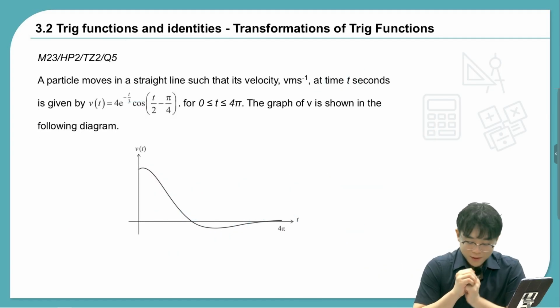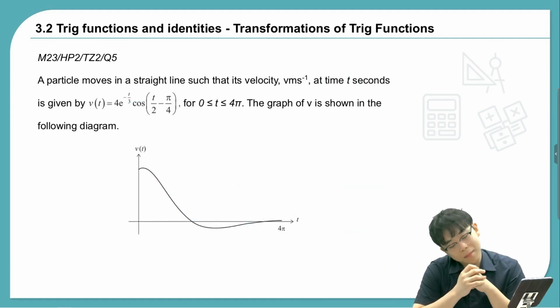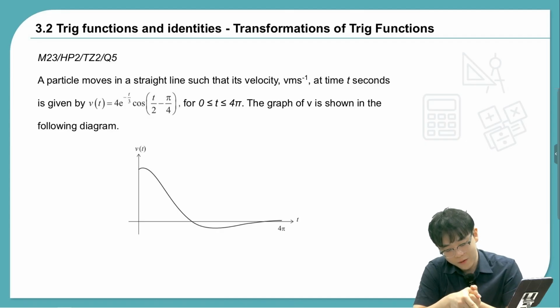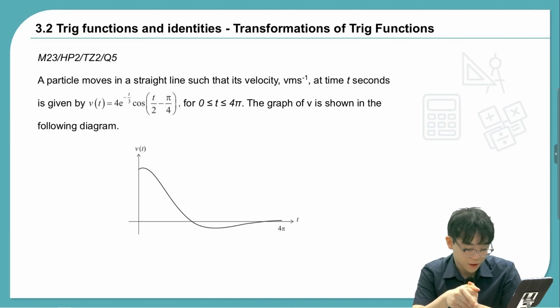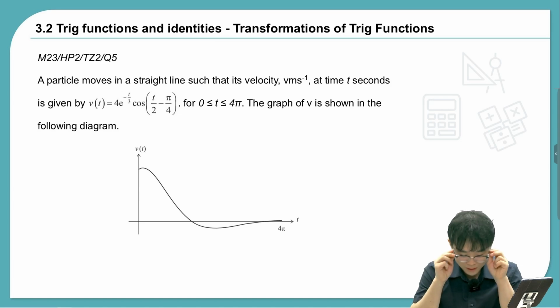So now let's move on to number 5, right? So we have a kinematics problem. So we have velocity given as a function of time. So it's a function like v of t, right? And we have a bit of exponential and we have a bit of cosine here.